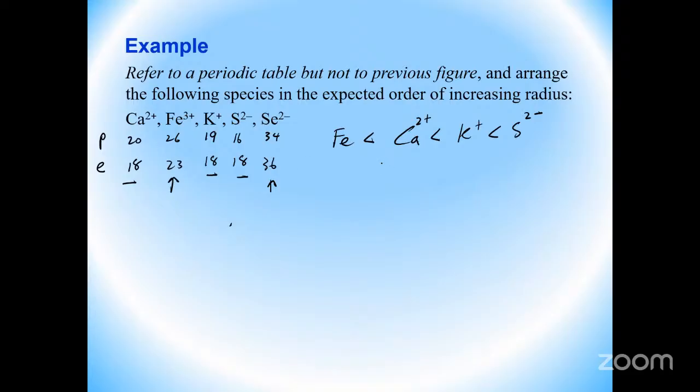And then for the selenide, that's kind of easy because the selenide is in the period below sulfide, right? It's actually right below sulfide. So therefore, that would be of a greater size. So this would be the answer right here. So this would be the order of the sizes. Oh, I forgot, this should be 3+. This would be the order of the sizes of the different ions in this case, based on the information provided and based on their positions in the periodic table, relatively speaking.